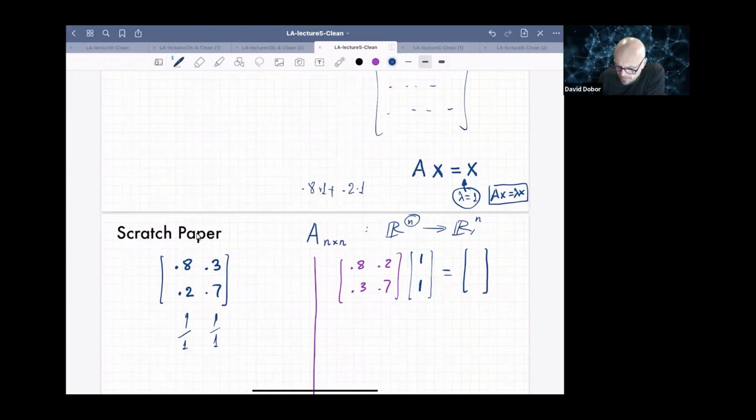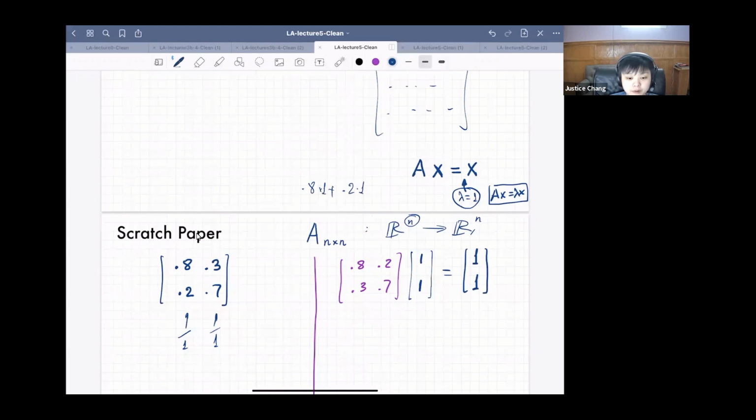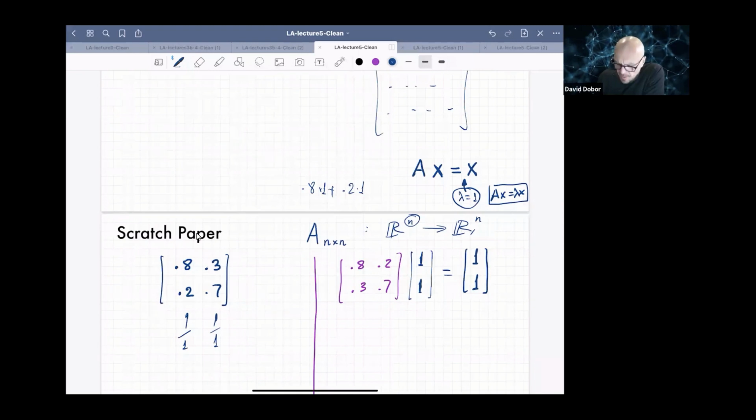The top entry, is it going to be 1 for sure, because the rows add up to 1? Yeah, and the second entry is going to be 1 too. Both are going to be 1s, right? So this 1, 1 is an eigenvector whose eigenvalue is 1. Do people see that I just got this satisfied? So 1, 1 is going to be an eigenvector, and lambda equals 1 is going to be an eigenvalue.